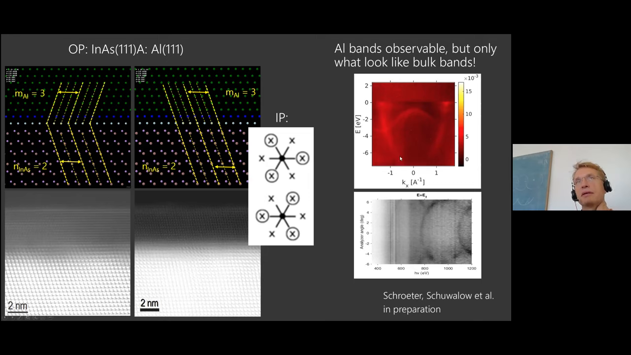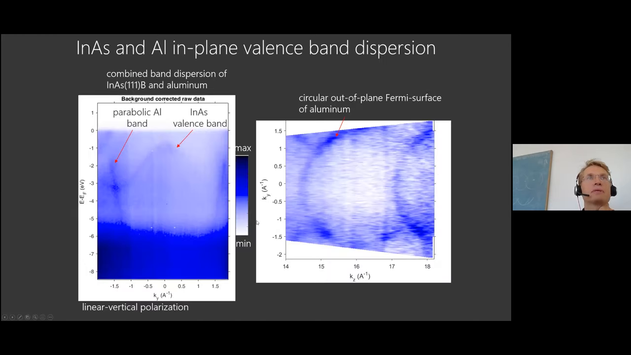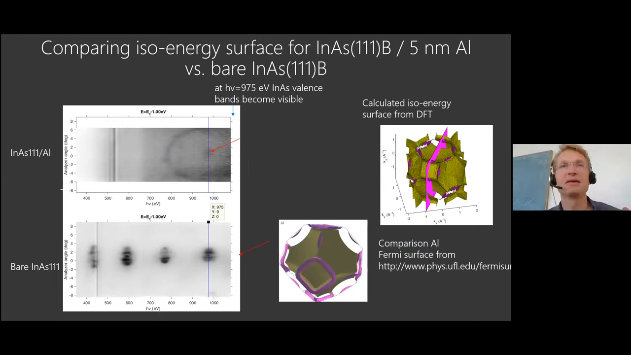It really looks like bulk bands, but the bottom of the band is higher up than what we expect from a bulk material, but that's really only what we see here. If you take a cut through the Fermi level, you can see the bands with the Brillouin zones across here, and I will skip this one because I'm really surprised that the time was running so fast.